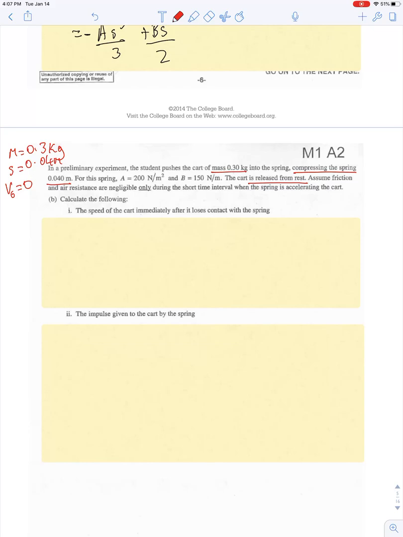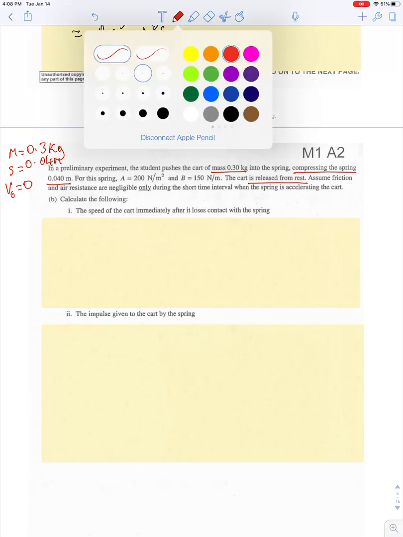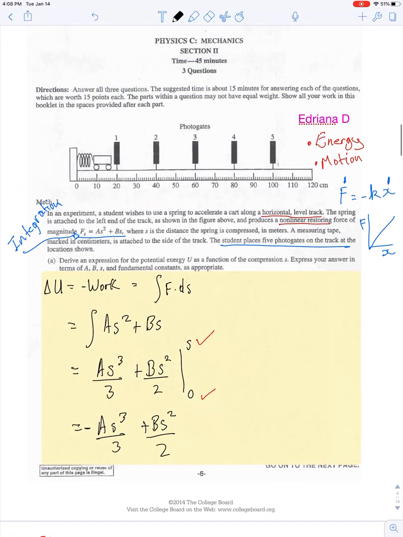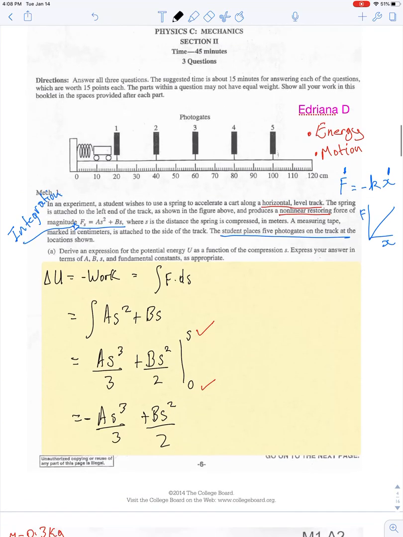Calculate the following. The speed of the cart immediately after it loses contact with the spring. Come on, AP. You really going to ask us this? Easy peasy, nice and cheesy. Let's go. It's a conservation of energy. Remember when we looked back and we wrote energy? We saw that our thing was energy.